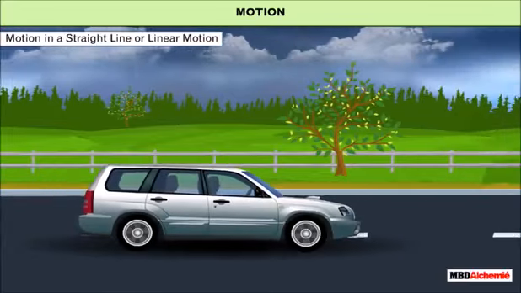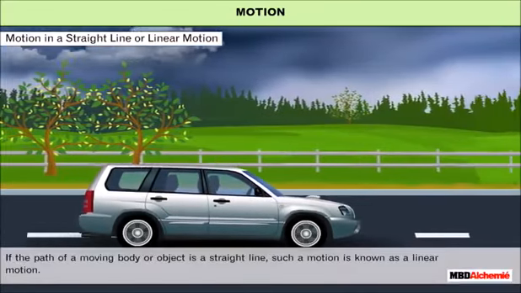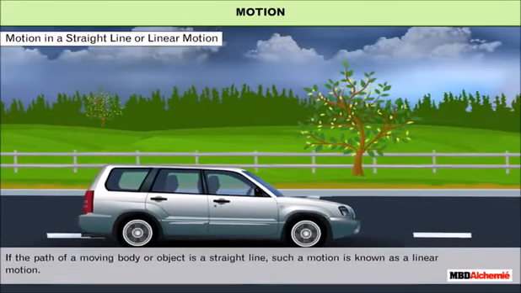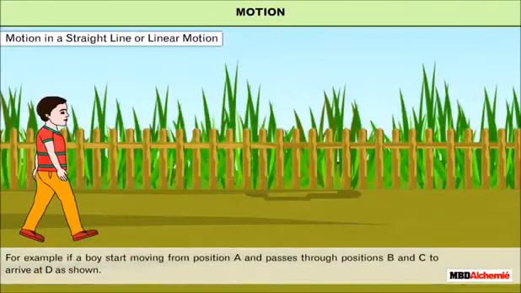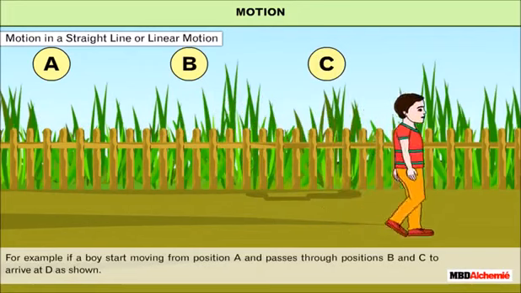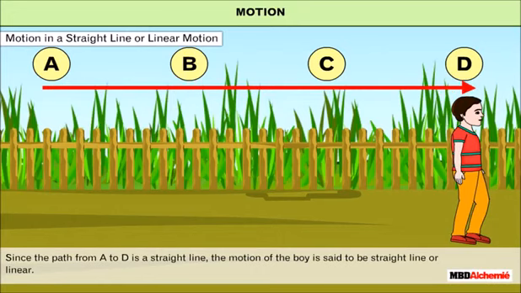Motion in a straight line, or linear motion. If the path of a moving body or object is a straight line, such a motion is known as linear motion. For example, a boy starts moving from position A and passes through positions B and C to arrive at D, as shown. Since the path from A to D is a straight line, the motion of the boy is said to be straight line or linear.